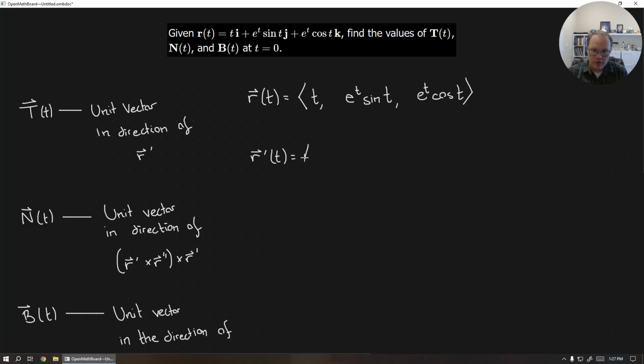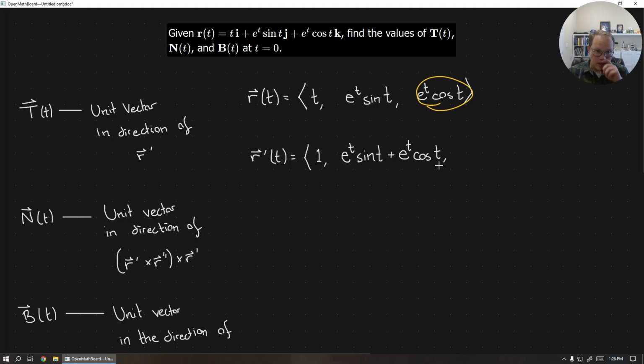So first derivative of t is 1. Derivative of e to the t sine t and e to the t cosine t. We're going to need a product rule for both of those, right? So derivative of e to the t sine t: derivative of e to the t is e to the t, leave sine t unchanged, and then swap. Now I'm leaving e to the t unchanged and taking the derivative of sine of t, which is cosine of t. Okay?